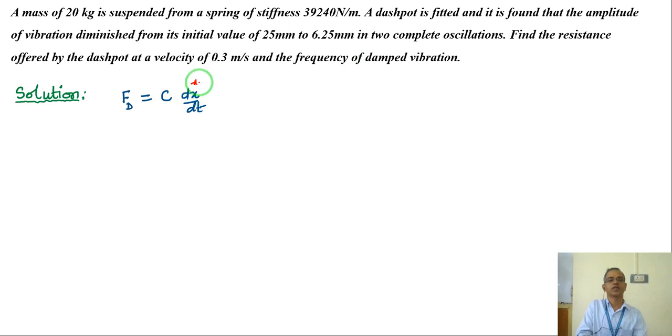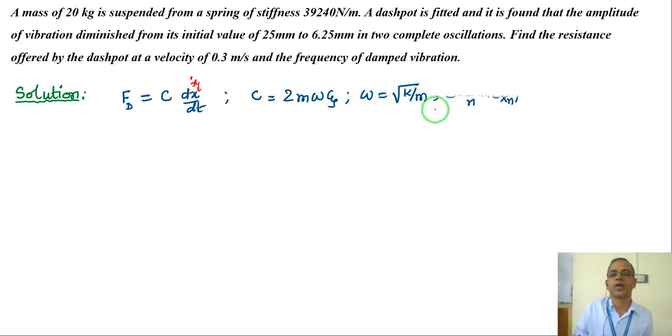We can also write this as x dot. I also know the relations: the damping factor is 2m omega xi, and omega is root over k by m, and delta, which is the logarithmic decrement, is 1 by n times ln of x naught by xn. Because he is asking for two complete cycles, n equal to 2. So from initial 25 to 6.25, 6.25 is the second cycle, x naught is initial, the zeroth one.